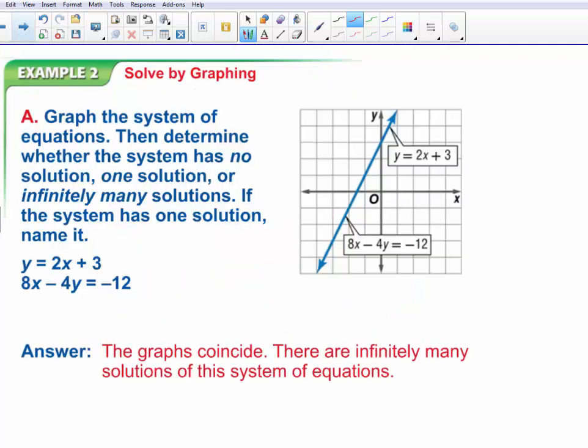Okay, so the graphs coincide. There are infinitely many solutions of the system of equations. And all the infinite number of solutions are all the points that lie on that line. Not the line I just drew because it went off, but you get the idea.